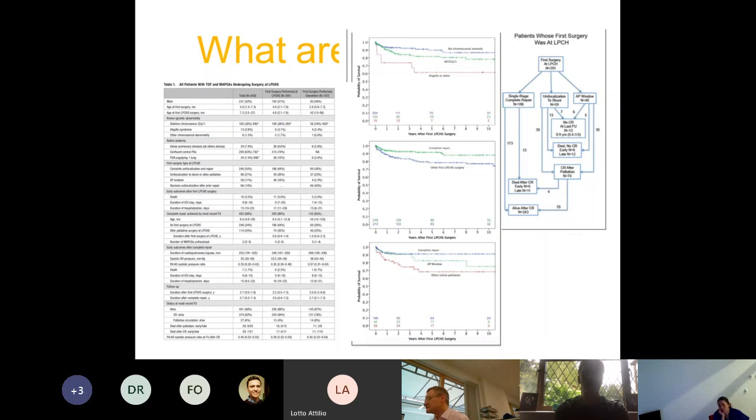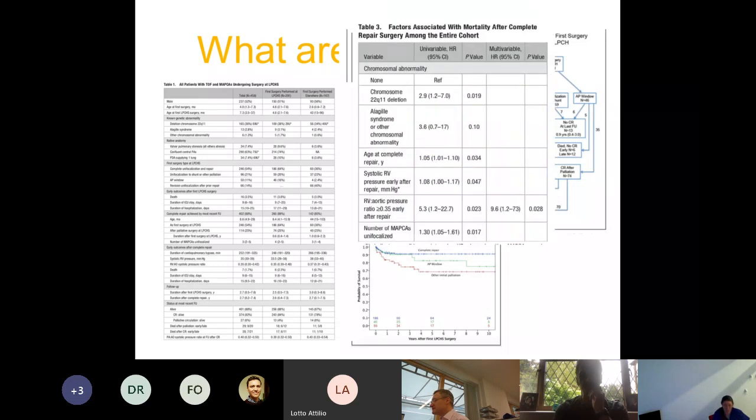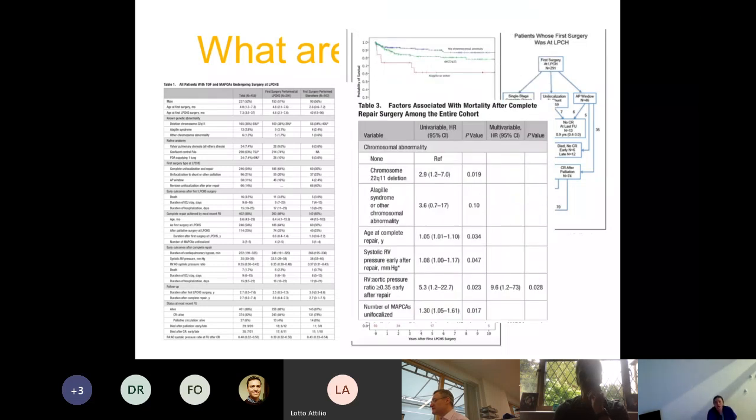They then looked at those that had their complete repair versus another type of surgery at their centre in particular, and then they've looked at complete repair versus other palliative procedures in the whole population in the bottom square. I think what's helpful is that they've got some nice tables that highlight the things that they felt were the most important. So we're looking at statistical significance there, p-value less than 0.05, which we'll come back to.